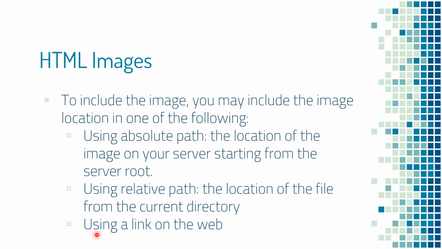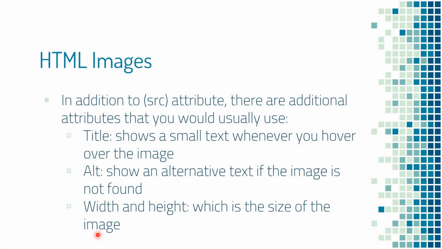The last one is using a link on the web. If you upload your image to a different server, then you might take this link and include it as the location for the image you wanted to include. Okay, so there are some optional attributes. Most of the time it's good to include them in your HTML, which are the title, the alternative or ALT, and width and height.